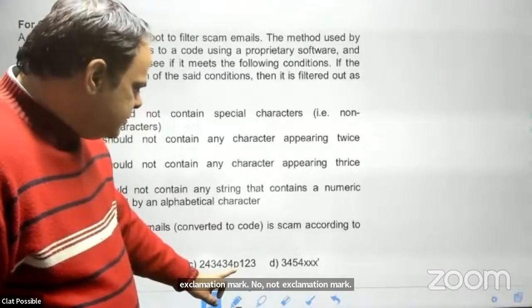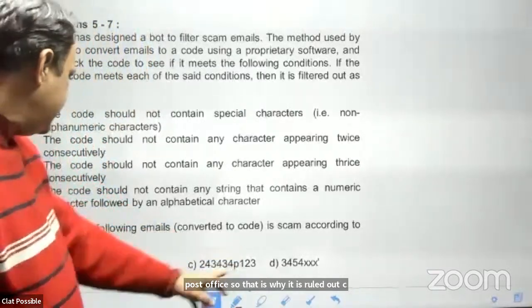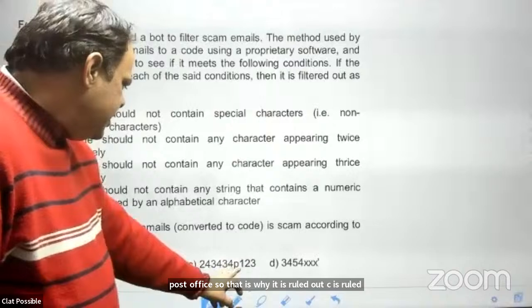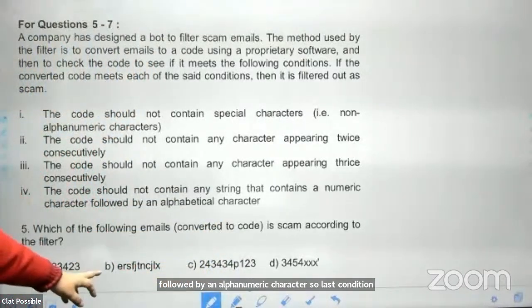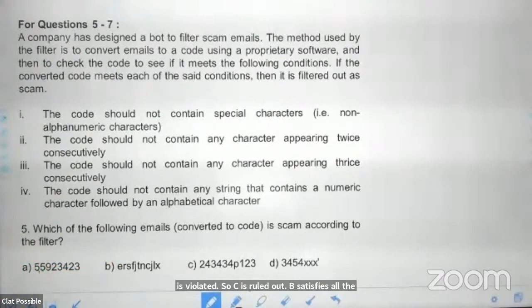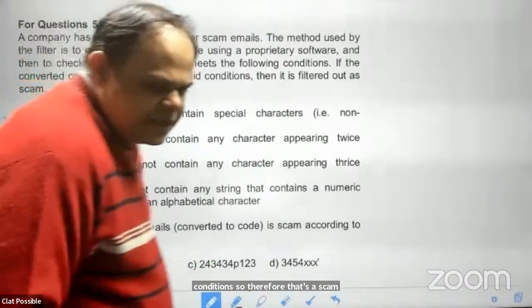C is ruled out because it contains a numeric character followed by an alphanumeric character. So the last condition is violated, so C is ruled out. B satisfies all the conditions. So therefore that's a scam. So B is the right answer.